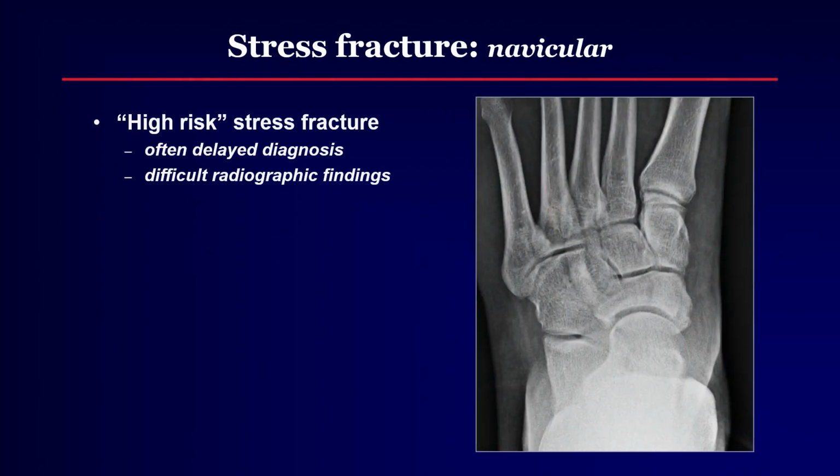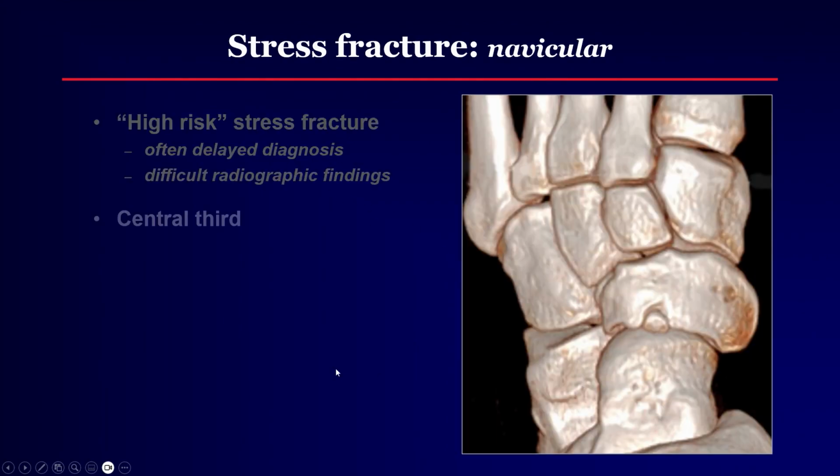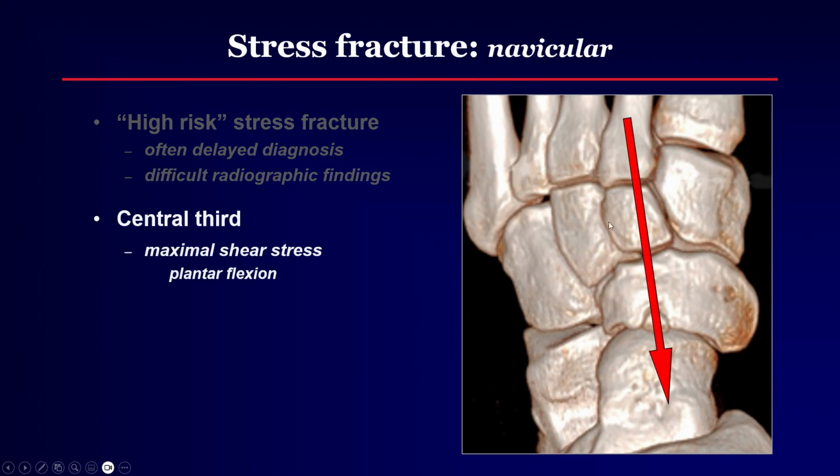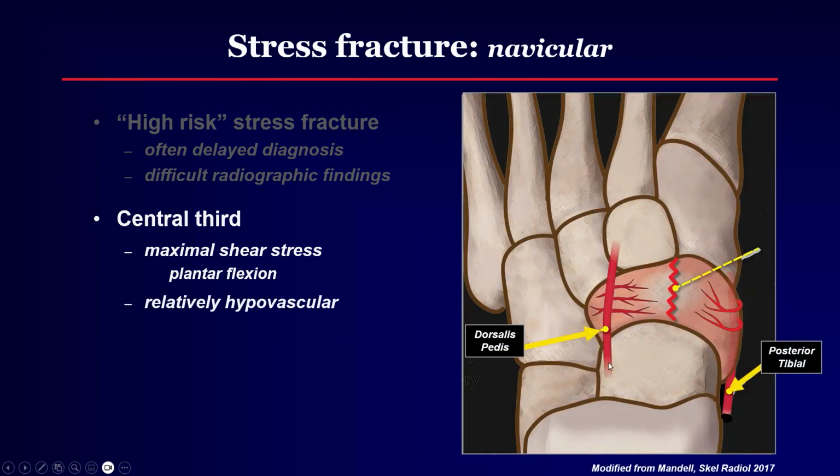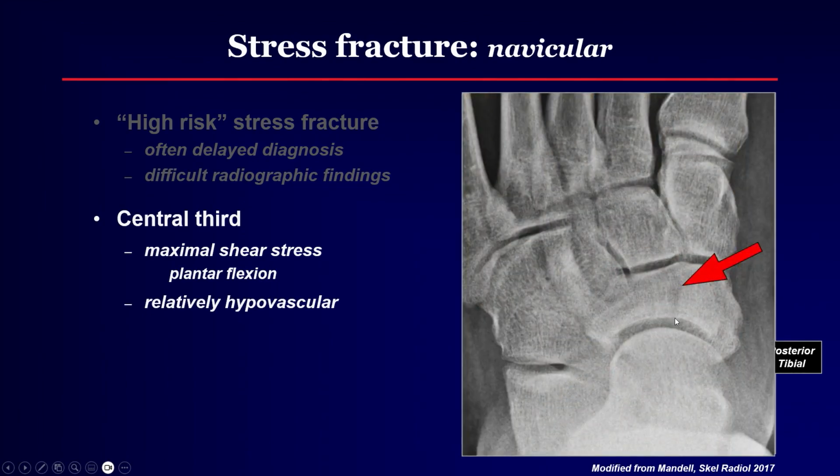All right. The problem with this is there's so much overlap here. It is very hard to see these things, so you want to know where to look. It's typically in the central third. You remember this is where the main force comes down through that second TMT joint, and it's aimed right at the middle of the navicular. This is a beautiful article from Skeletal Radiology, 2017, where they also showed this is a relative watershed between the dorsalis pedis and the posterior tibial. So it's also relatively hypovascular.